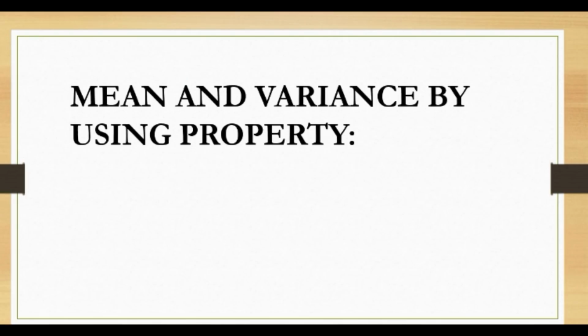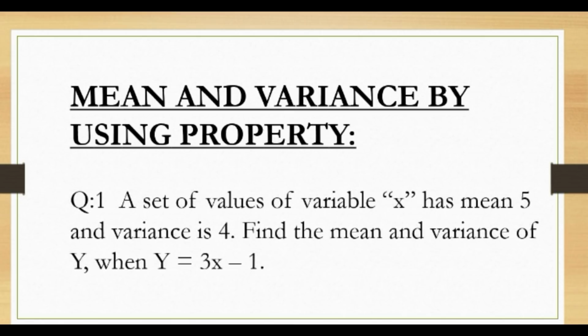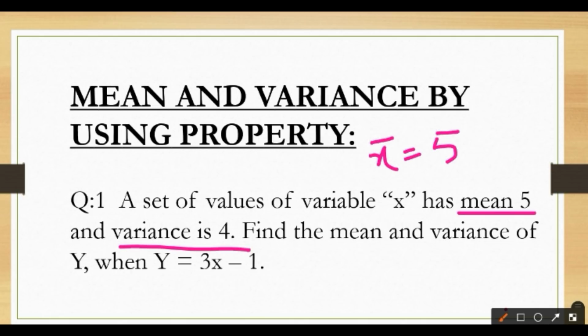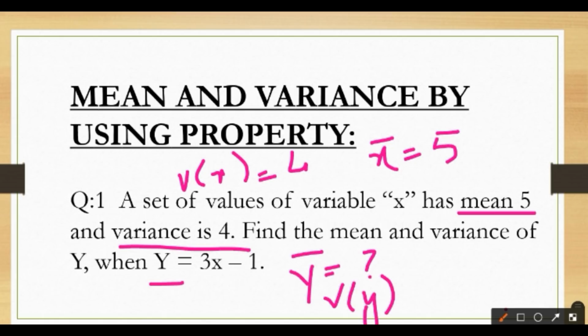Students, now we are going towards finding the mean and variance by using the property. Let me take a question. A set of values of variable x has mean 5 and variance 4. Find the mean and variance of y when y equals 3x minus 1. Students, according to the question, this mean and this variance is given for the variable x. So x bar equals 5 and variance of x equals 4. What we have to find out? We have to find out the value of y bar and the variance of y for the variable y. How do we find out?